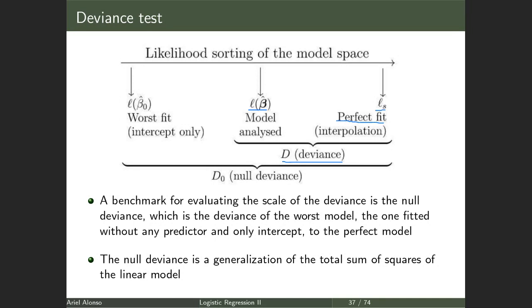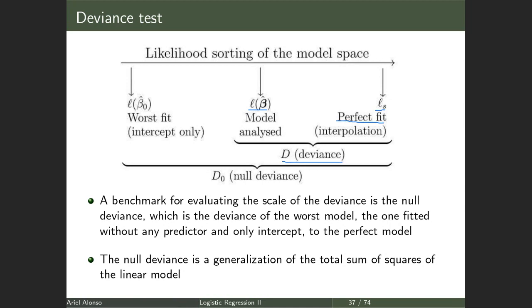So a deviance is a likelihood ratio test comparing your model with the perfect model. If the deviance test does not reject the null, that means that you don't need a saturated model. A more parsimonious model, the model you're fitting, is good enough, explains as much as the saturated model, but with fewer parameters. And then that's probably a better model.